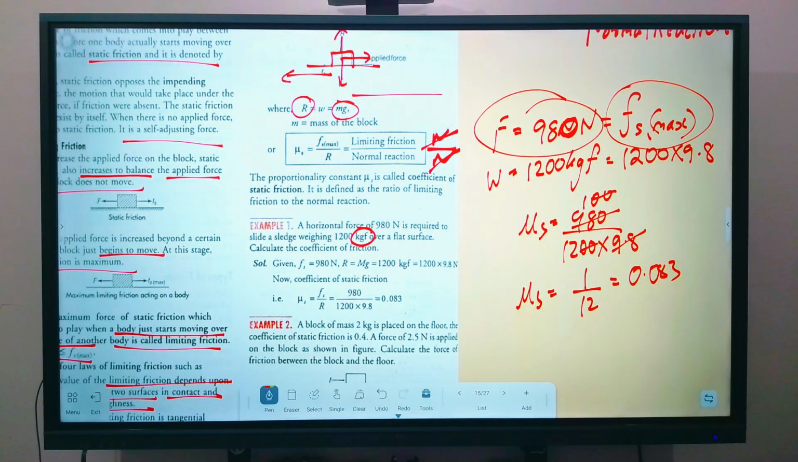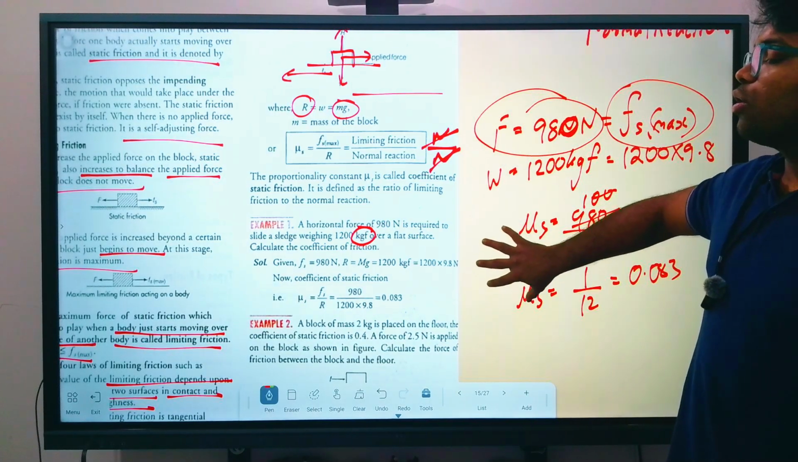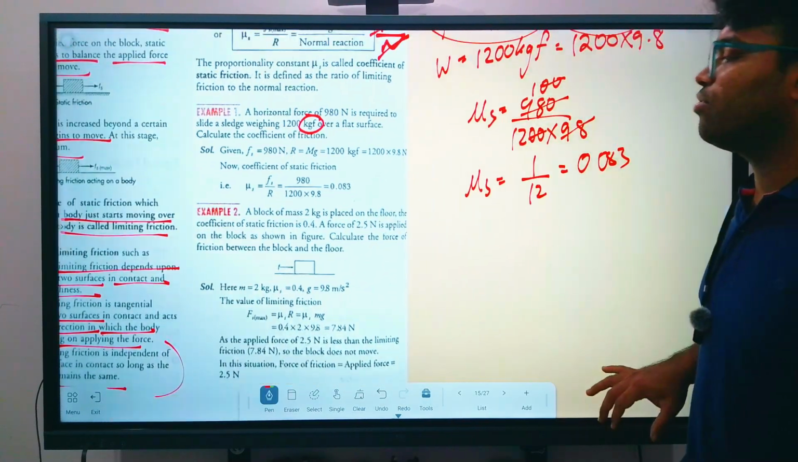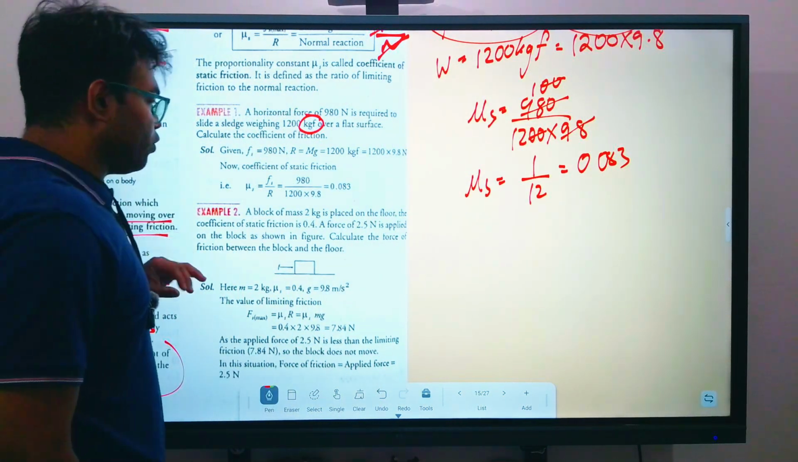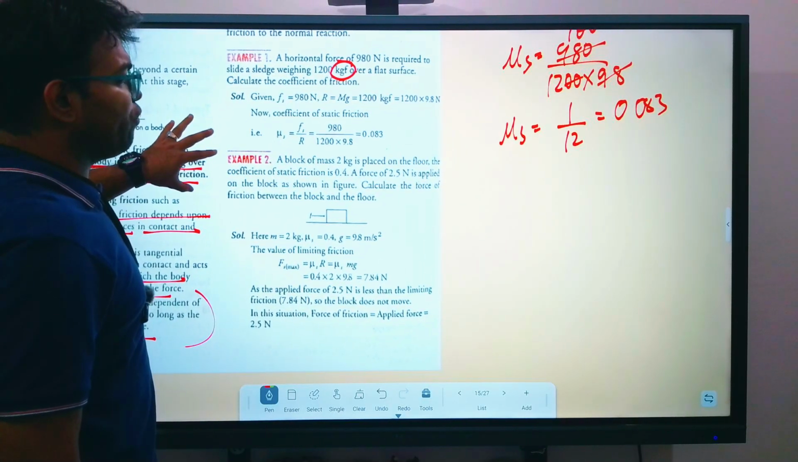Yeah, 0.083. That's correct. Next one. A block, example number two. A block of mass 2 kg is placed on the floor. The coefficient of static friction is 0.4. A force of 2.5 newtons is applied on the block as shown in figure.